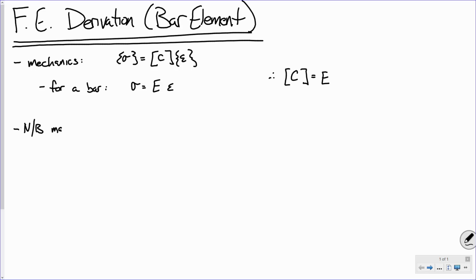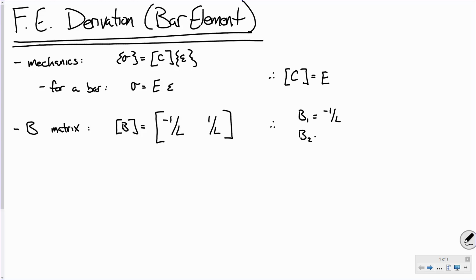Now, let's see. N and B matrices. For this, I really only care about the B matrix, so maybe I should just keep this simple and say, how about just the B matrix? Anybody remember what that is? Minus 1 over L and 1 over L, right? Everybody okay? So if I want, I could say that B1 is minus 1 over L and B2 is 1 over L. Everybody okay with that?